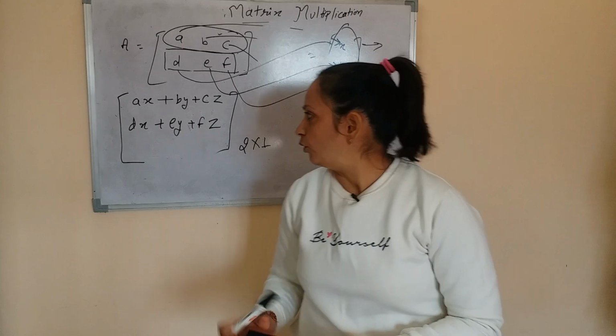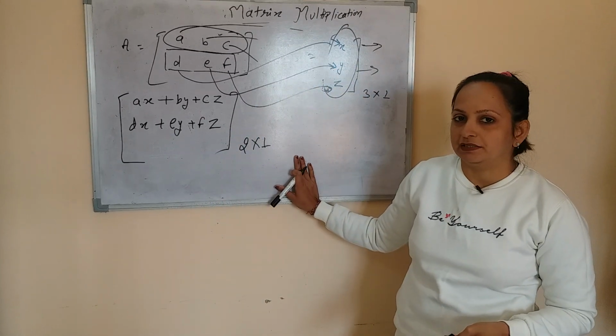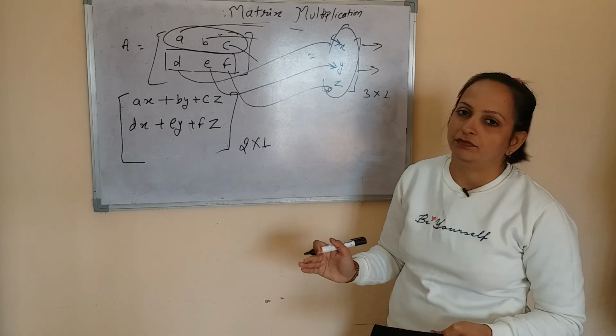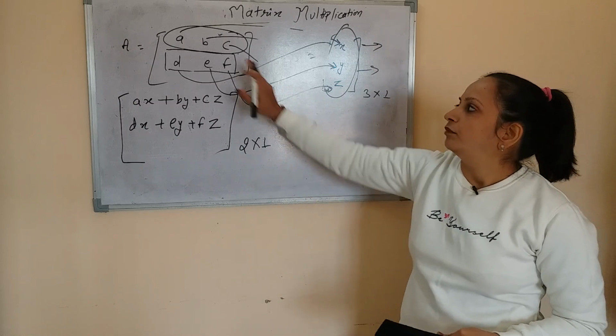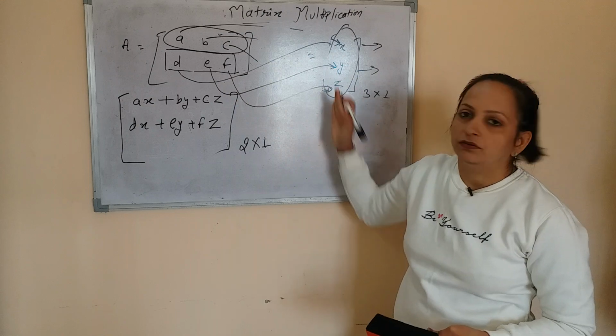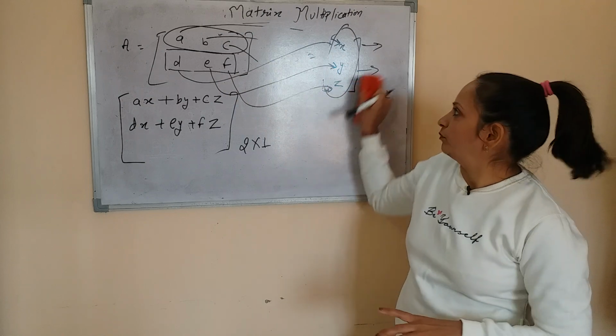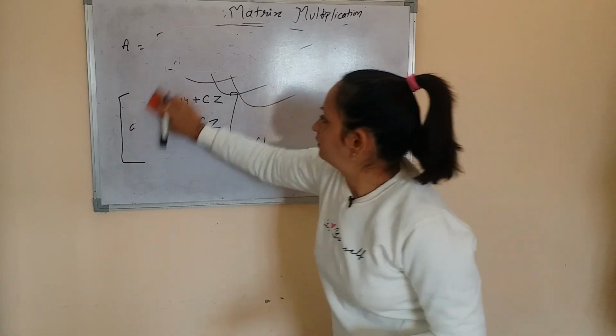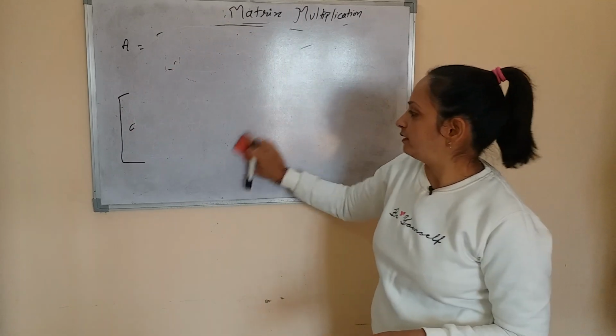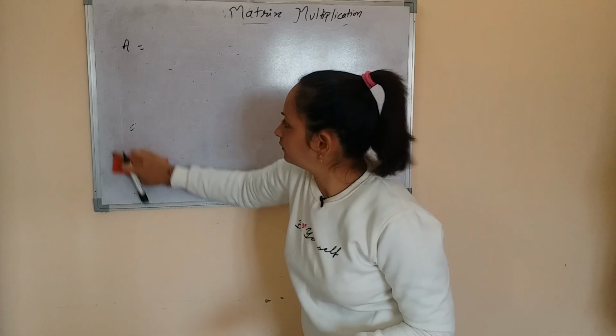Okay, so I hope you got the basic concept of how we can perform matrix multiplication. Firstly, check the condition and then multiply each row to the column. Let's take one more example for better understanding, and let's check if we can do that or not.